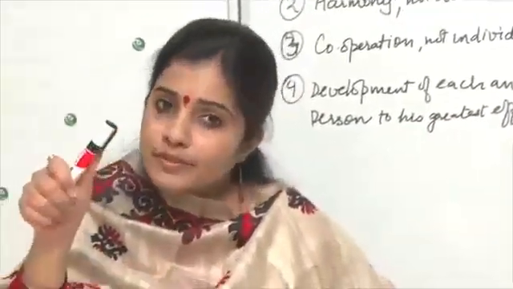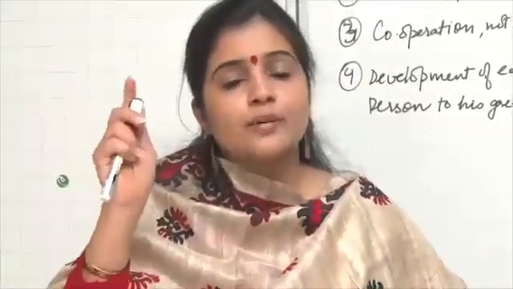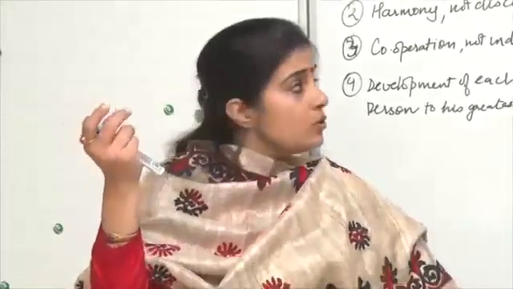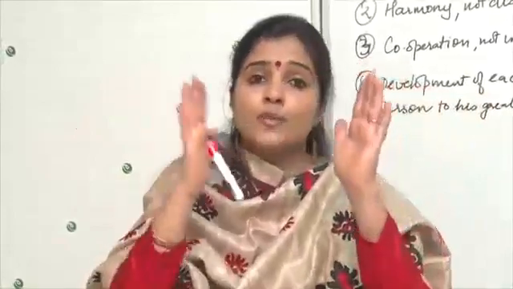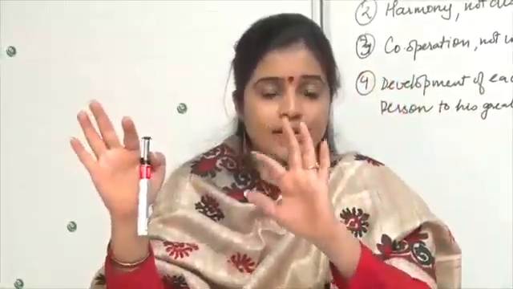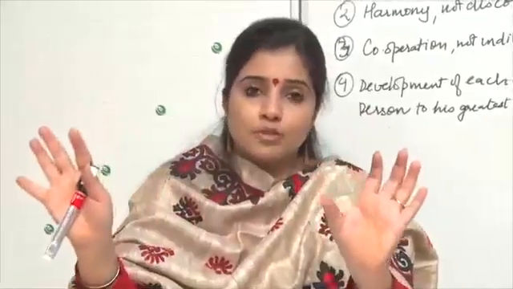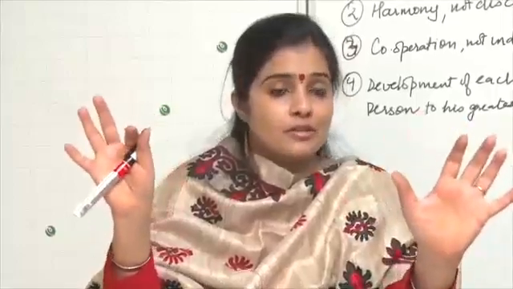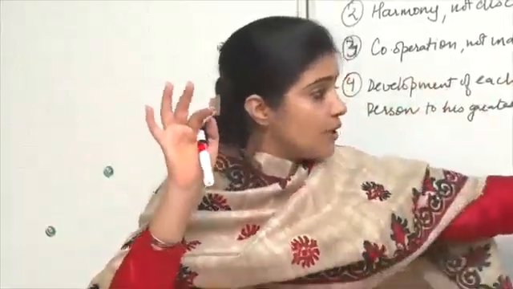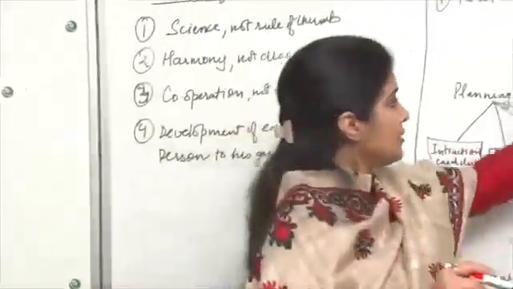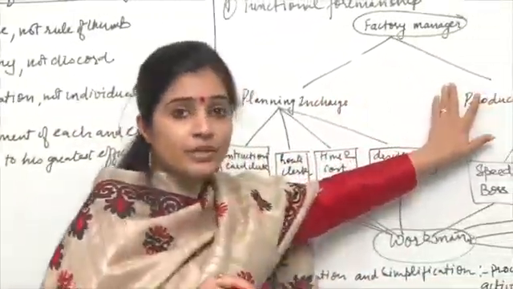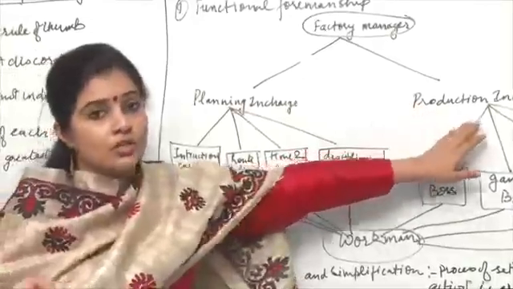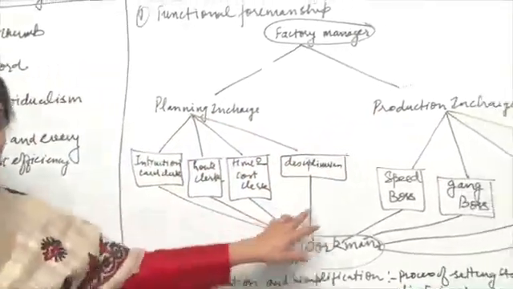Now, it is not necessary that one person has all these qualities. So therefore, Taylor suggested separating the work of planning from the work of production, and each workman is going to work under 8 different clerks. Each worker is going to work under 8 different clerks. The job of planning is separated from the job of production. Now there's going to be a planning in charge and a production in charge. Under the planning in charge, there are 4 different clerks.